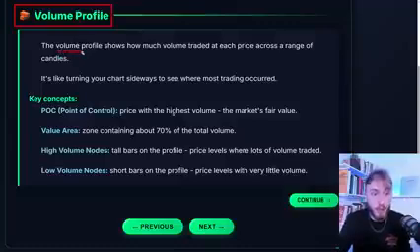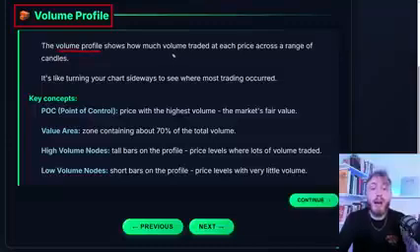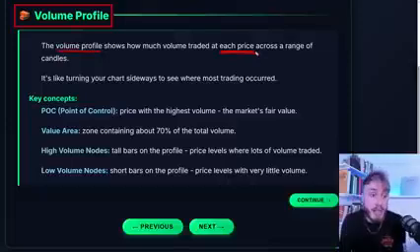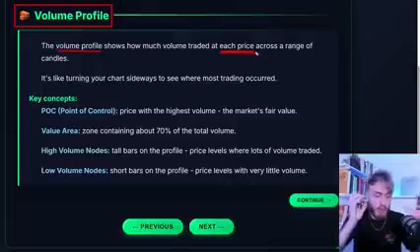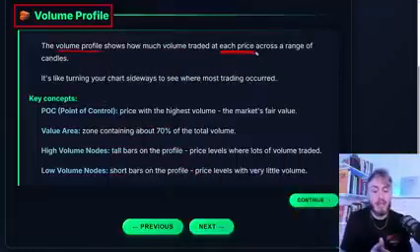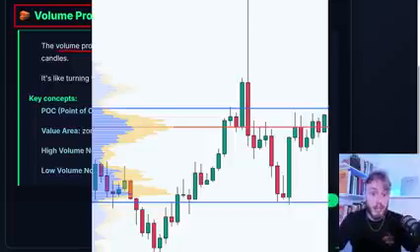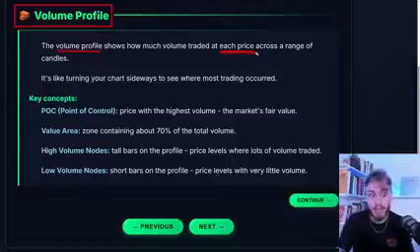Well, the volume profile shows you how much volume got traded at each price across a range of candles. So instead of just zooming in with an X-ray on one candle, the volume profile lets you look at multiple candles at the same time and assess the volume at each price level.